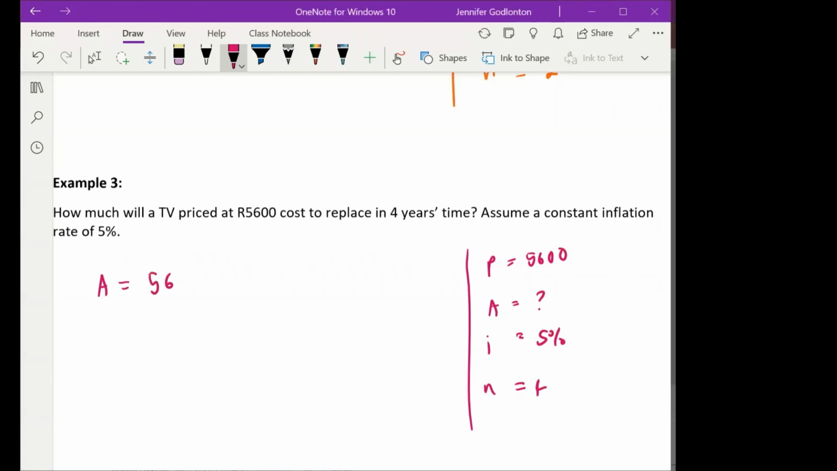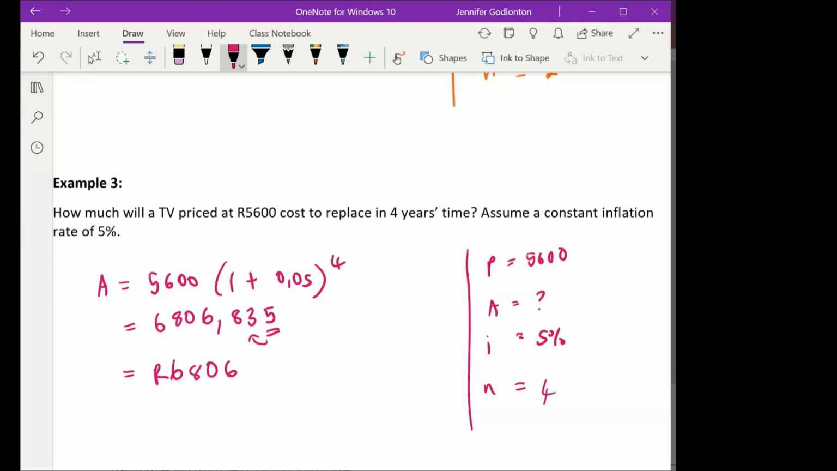So A is equal to 5,600 times (1 plus 0,05, or you could write 5%), all to the power of 4. Oh, my 4 down here looks horrific. Okay, and we're going to check that into the calculator and we're going to get 6806,835. And because that's a 5, it's going to change our 3 and we're going to land up with 6806,84.